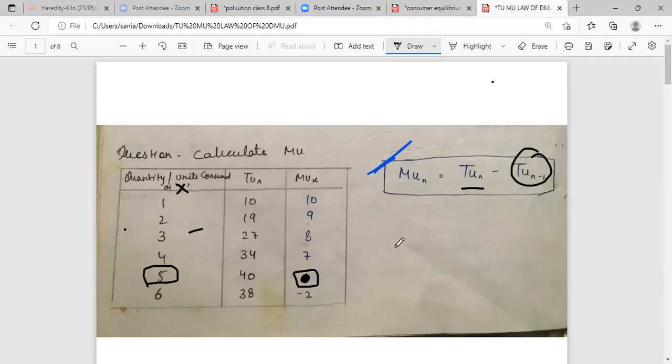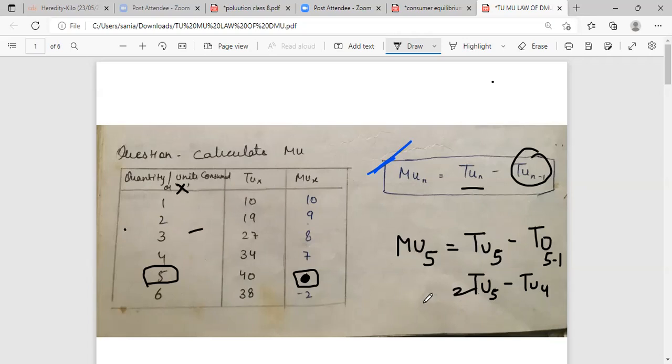So in what you have to find, basically, you have to find MU for fifth one, right? Your n is basically the number. First one, second one, third one, fourth one. So you have to find MU for fifth, right? So you have to subtract TU for fifth. TUN means n is fifth. And what will be n minus 1? 5 minus 1. So in total, it will be TU5 minus TU4, right? 5 minus 1 is 4, right?